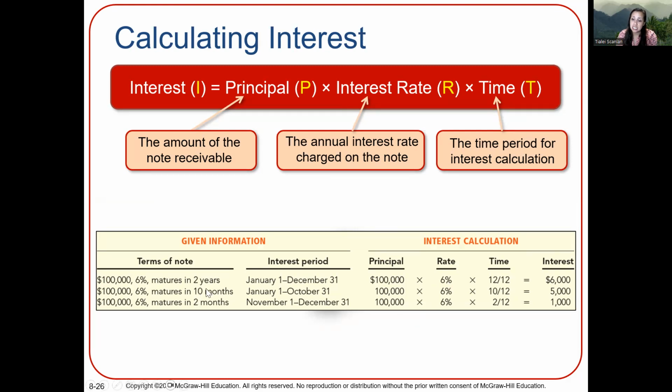And then if it was 10 out of 12 months, we wouldn't get the full 6,000. We'd only get 10 out of the 12 months of interest, and that would only be 5,000. And then from November 1st to December 31st, only 2 out of the 12 months. So be careful with your timelines, because it could be 2 months, it could be 12, it could be 6 months, depending on when we issued the promissory note to when it matures.